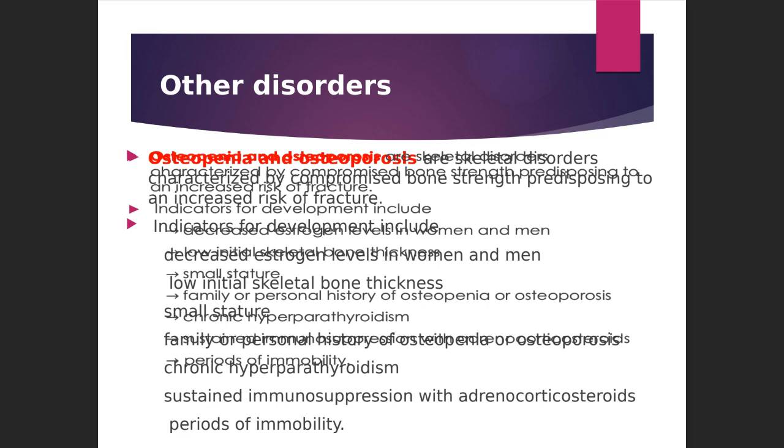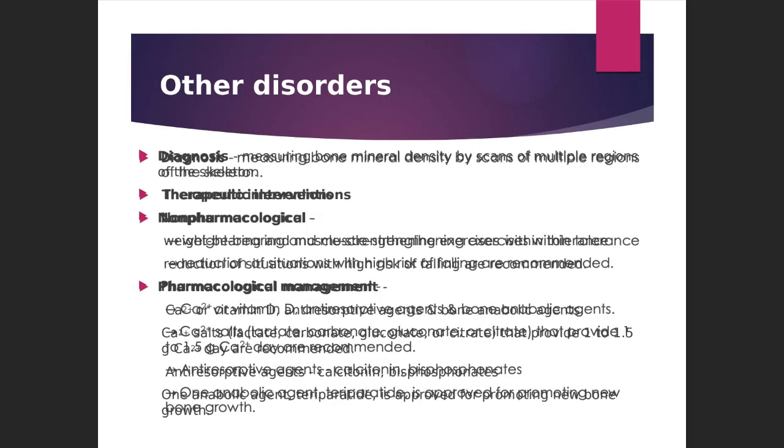What are the indicators here? A decrease in estrogen level in women and men, low initial skeletal bone thickness and small stature, a family or personal history of osteopenia or osteoporosis, which can be a genetic issue, chronic hyperthyroidism, sustained immunosuppressive adrenocorticoids, or a period of immobility can be seen. So in the case of osteoporosis and osteopenia, the person cannot be mobile. That's why it says it can cause immobility.